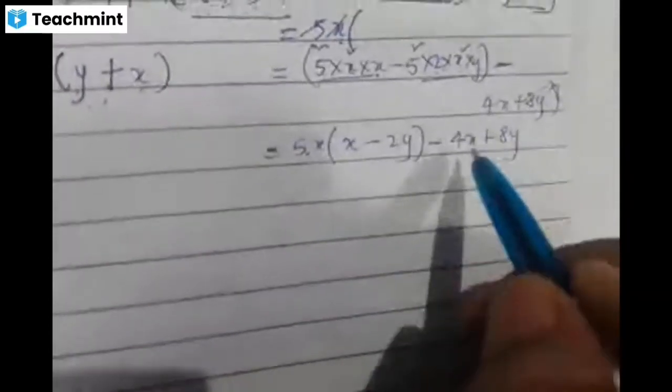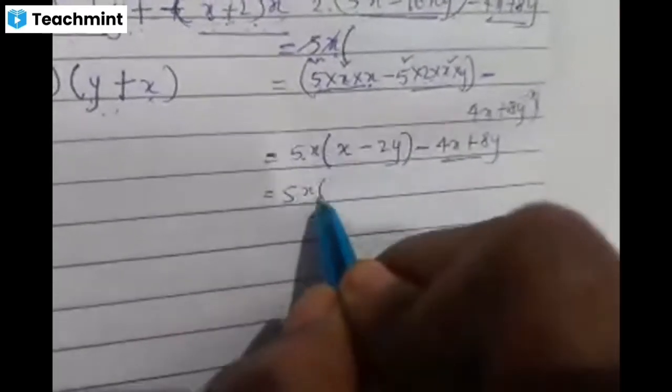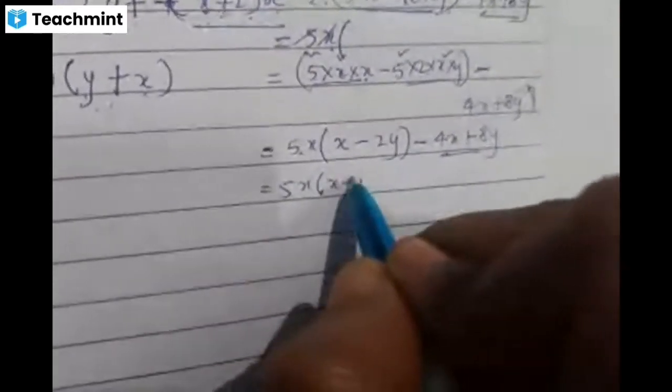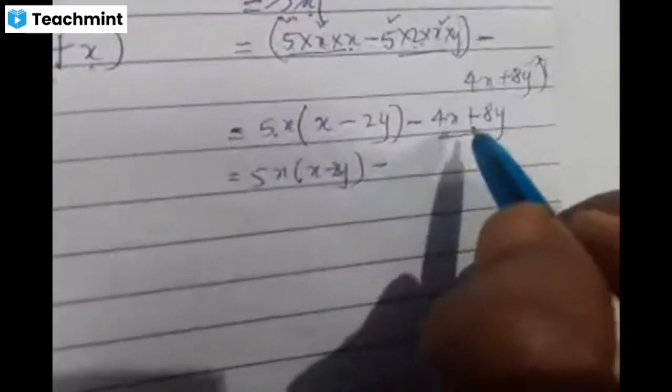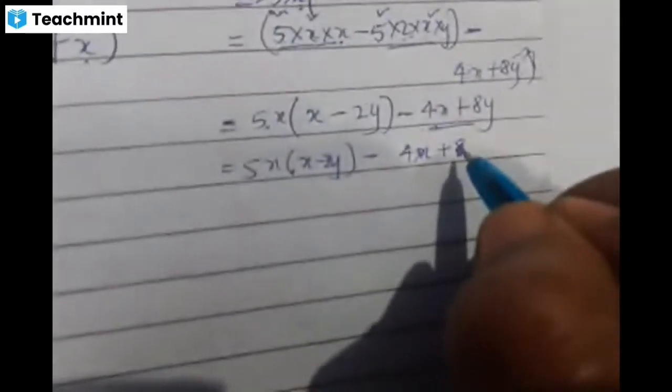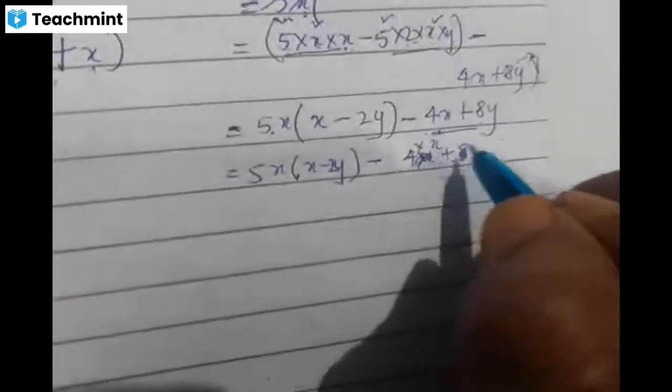Now children, let us group these two terms. What I do? 5x into x minus 2y, minus, in these two terms, children, what is common? 4x plus 8y. I'll write 4 into x plus 4 into... x plus 8 can be written as 4 2s are 8 into y.